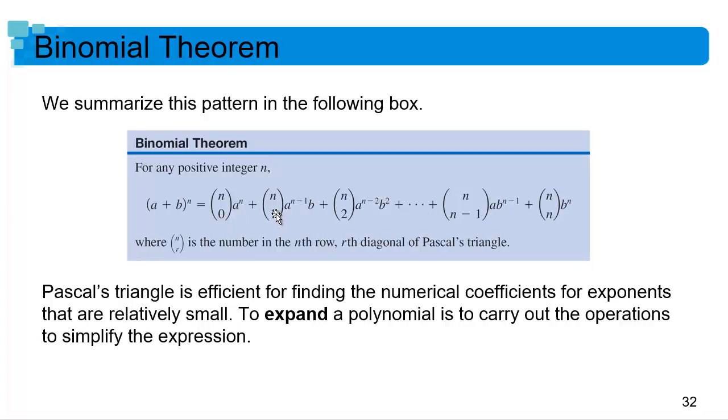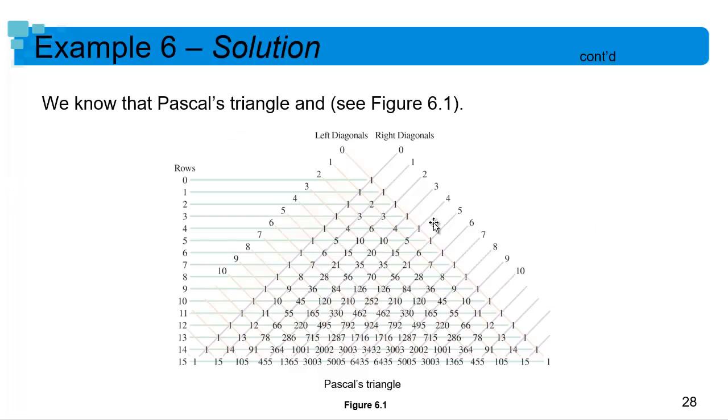So this number on the bottom is always the power of b, and then a is always n minus that number until you get to the very end. And this whole n choose n and n choose n minus 1, that's the number in the nth row, rth diagonal of Pascal's triangle. So if we're going n, r, then it would be the nth row and then the rth diagonal.